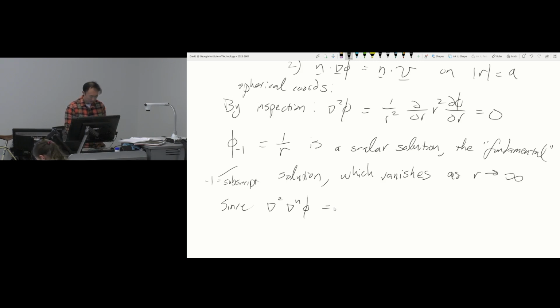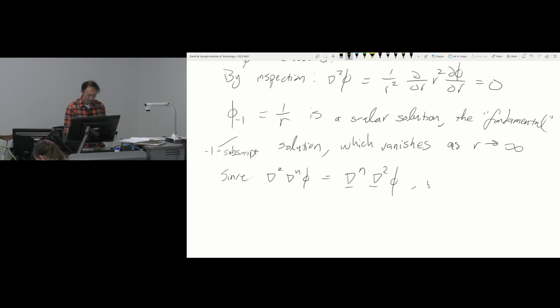So the governing equation, this Laplacian, is linear, which means that basically, with differentiation, you can switch the order. Because of that, you can find many other solutions.